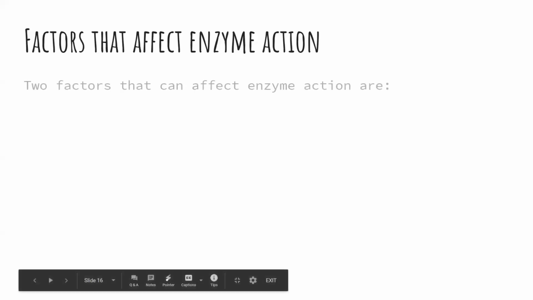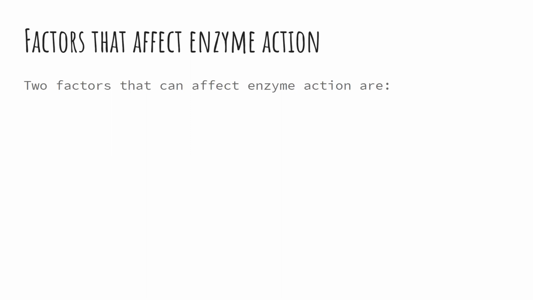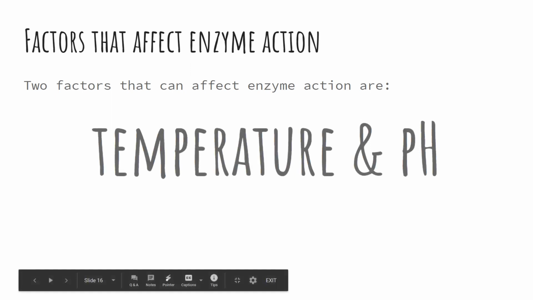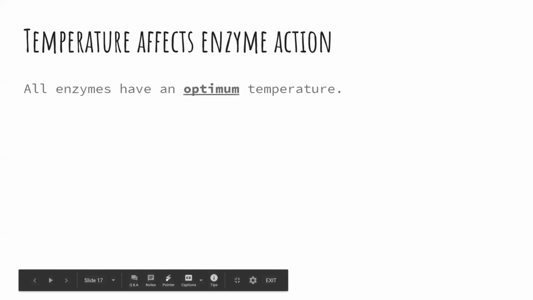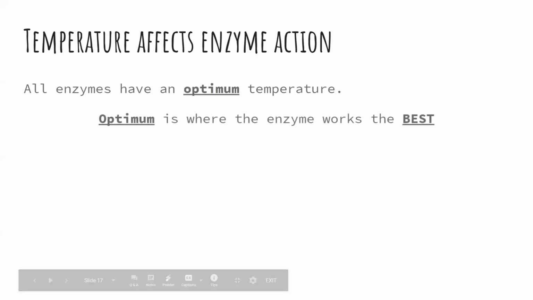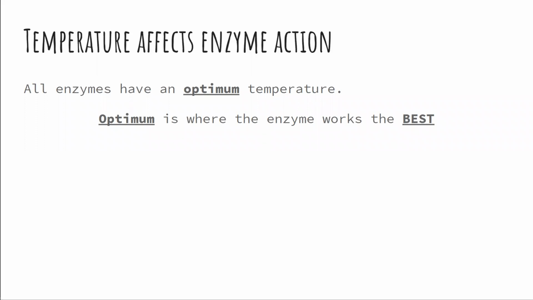Well, there are two factors that actually affect enzyme action. Two factors that can actually affect how well the enzyme is doing its job. They're temperature and pH. So let's start with temperature. All enzymes have an optimum temperature, or a best temperature, or a best condition that it works at. The optimum is the best situation. So think about your optimum temperature of working in your room. That's about 72 degrees, 73, at the highest 75, right? That's the best conditions for you to work.